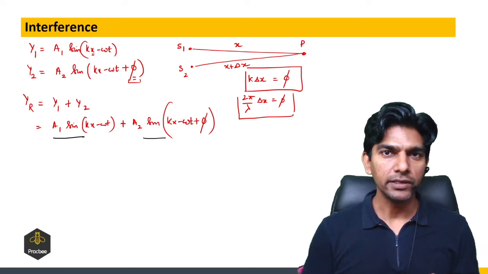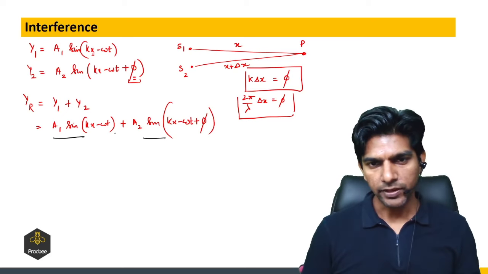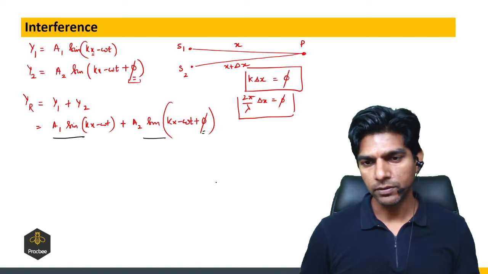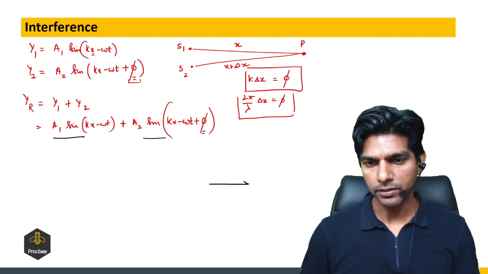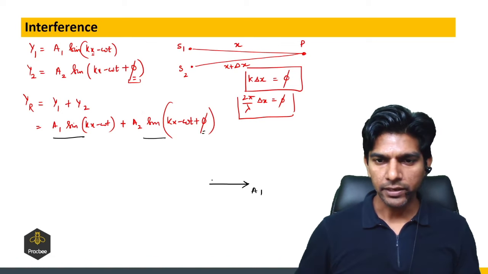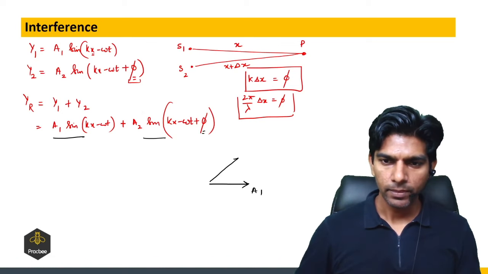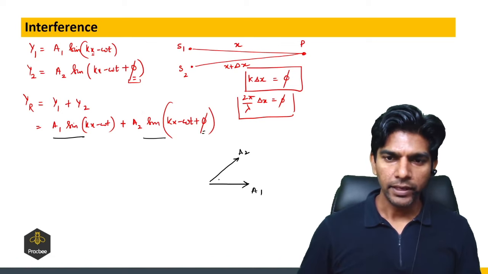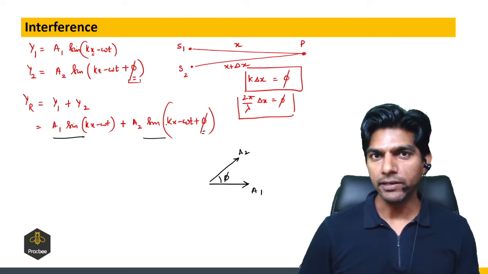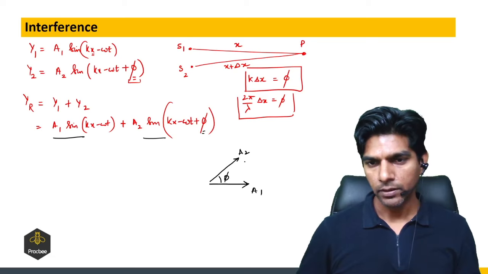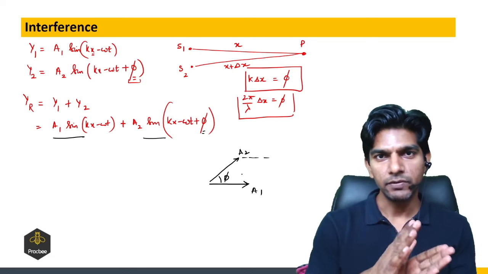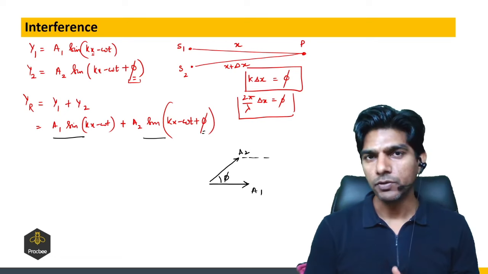Now when we have harmonic functions, the way to add them is we can use a technique known as the phasor technique. Now the phase difference between them is phi. So if I represent the first harmonic function with a rotating phasor, let us say this is A1, and the second wave I can represent with A2, and the angle between these two is phi, because the second wave is leading the first wave by phi. Now both these phasors will rotate with the same angular velocity because their angular frequencies are same.